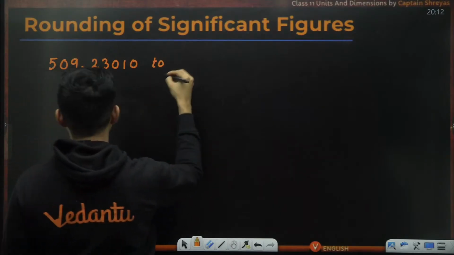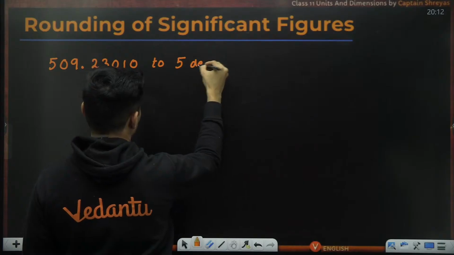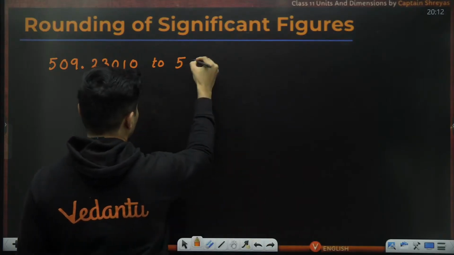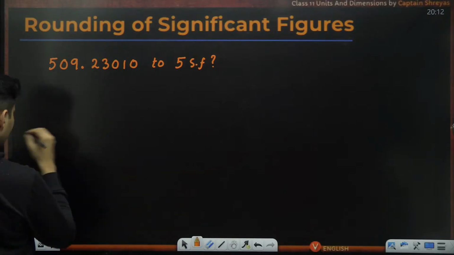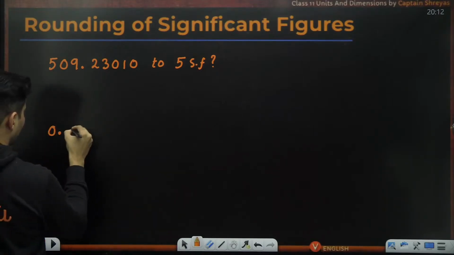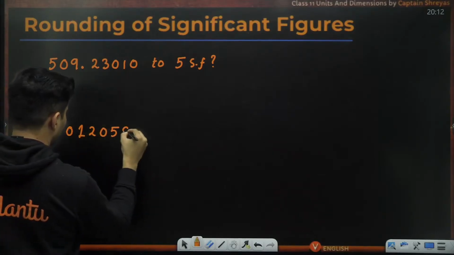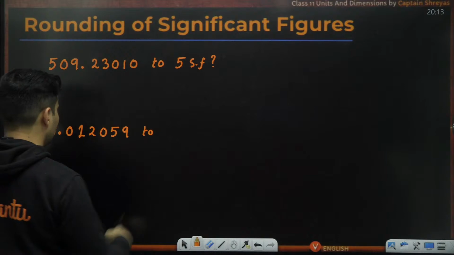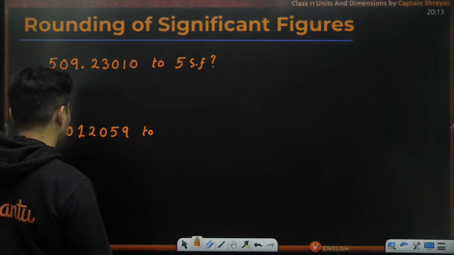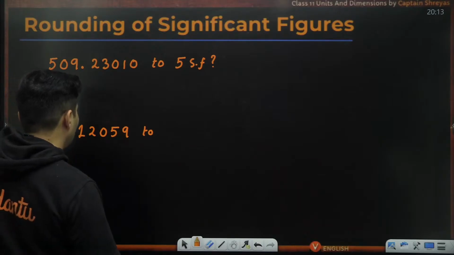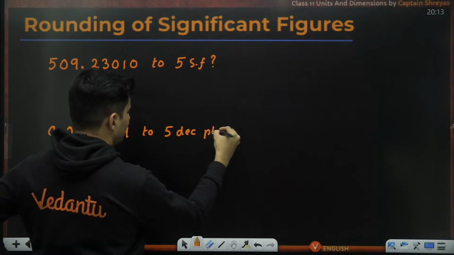509.23010 to 5 significant figures. And 0.012059 to, let's say, 5 decimal places.